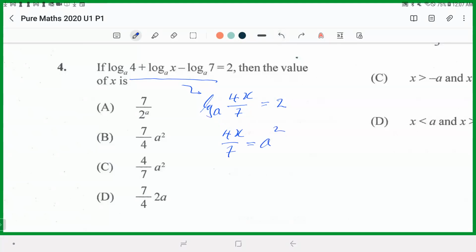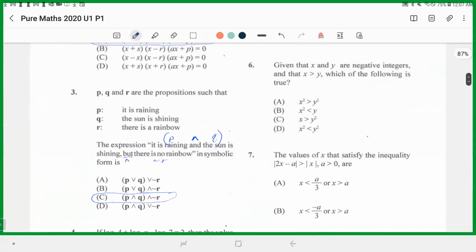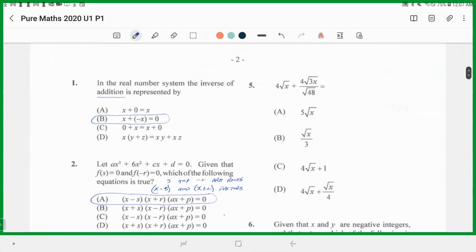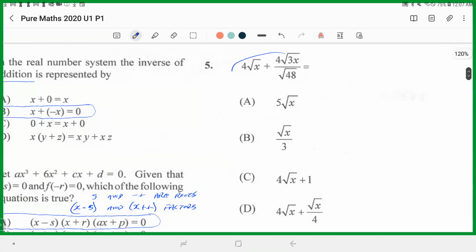If we try to make x the subject, now we're going to multiply by 7, get 7a squared, and divide by 4. And so x is 7a squared over 4, which is 7 over 4 a squared. All right, that finishes that one. Number 5. Number 5. So for this one, it gives us this expression, and it is equal to one of these.